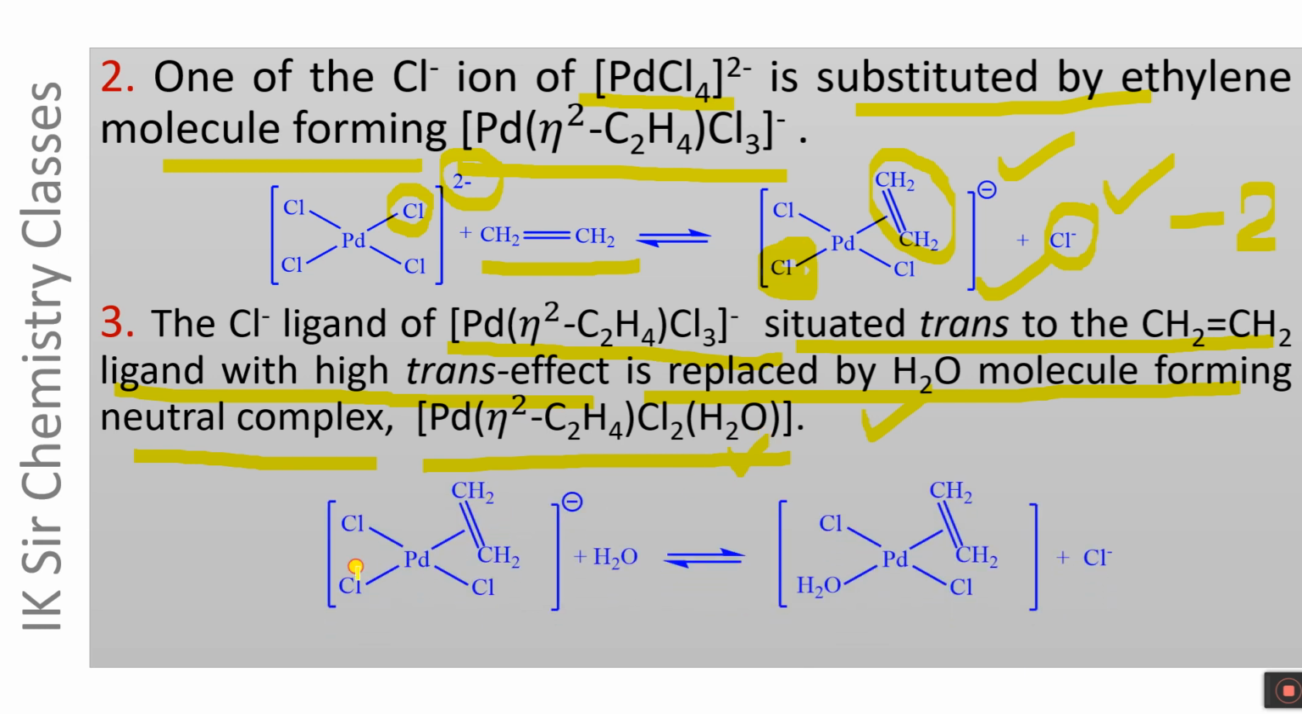The Cl- ion situated trans to the ethylene molecule is replaced by a water molecule, forming this complex. Here also the reaction is balanced with respect to charge. The charge on the left hand side is equal to -1 and on the right hand side the charge is also -1. It is a neutral complex. It may be noted that during the formation of this complex from PdCl4 2- ion, -2 charge is lost.